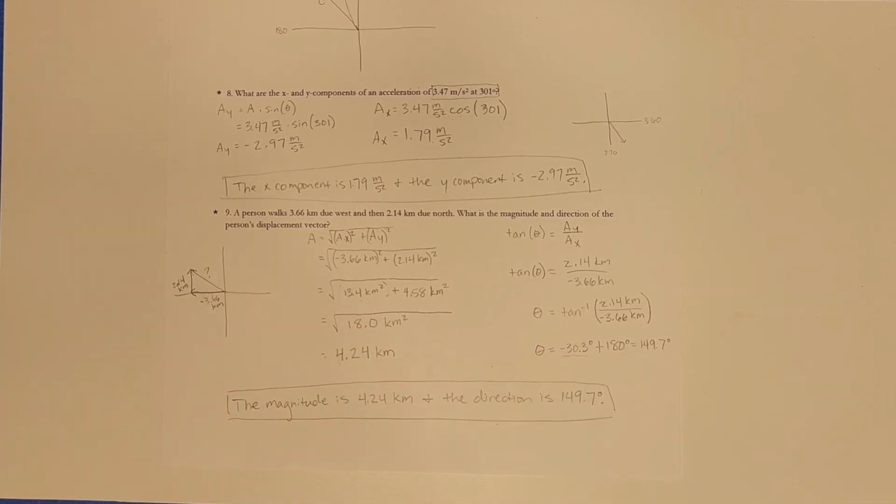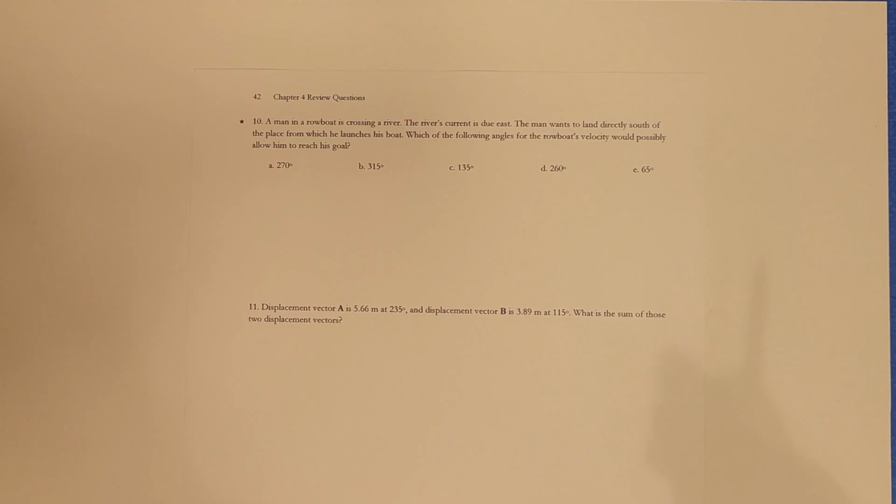Okay, and that's it. That's question 9. Question 10. A man in a rowboat is crossing a river. The river's current is due east. The man wants to land directly south of the place from which he launches his boat. Which of the following angles for the rowboat's velocity would possibly allow him to reach his goal?